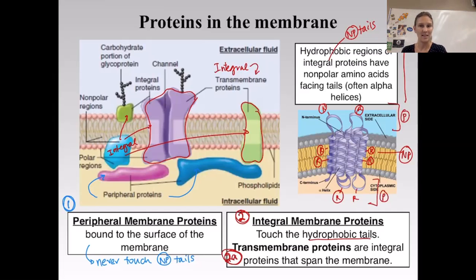So hopefully that makes sense, that as a protein folds, for example, where it spans the membrane, so here we have that secondary structure of an alpha helix. When that alpha helix folds, all the regions pointing out towards the nonpolar tails are going to have nonpolar R groups. Whereas out here and over here, you're going to have those polar R groups.